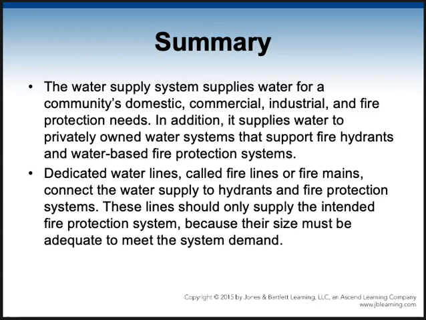The water supply system supplies the water for the community's domestic, commercial, but also fire protection needs. So we're going to supply to fire hydrants and to fire protection systems. When we have a dedicated fire line or a fire main, we're going to separate it. The only exception to that is residential fire sprinklers. We'll talk about that later on. So the water supply goes to the hydrants and to the fire protection systems, and there's a big demand there.